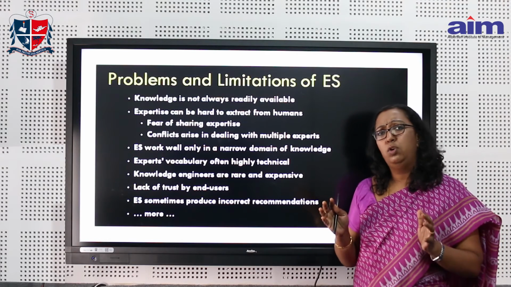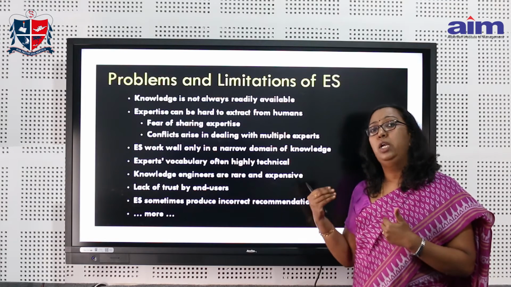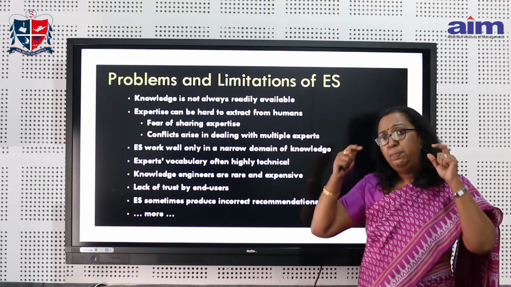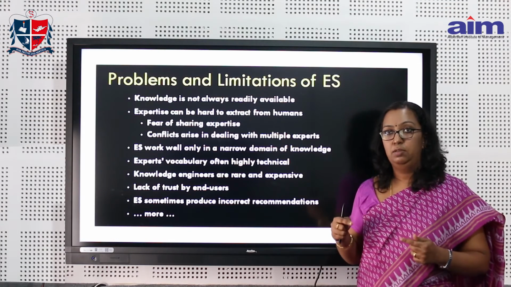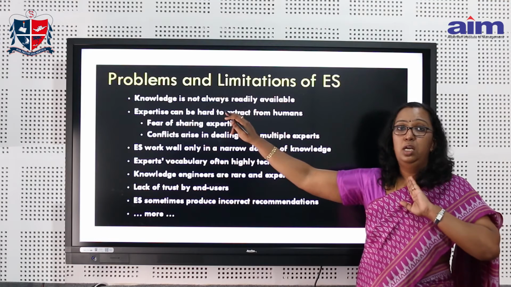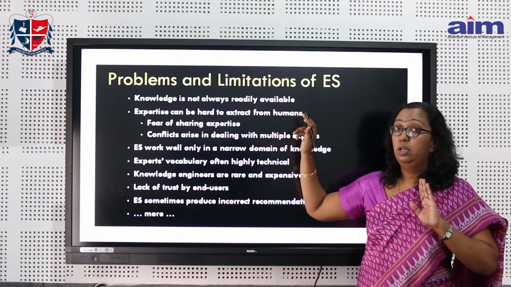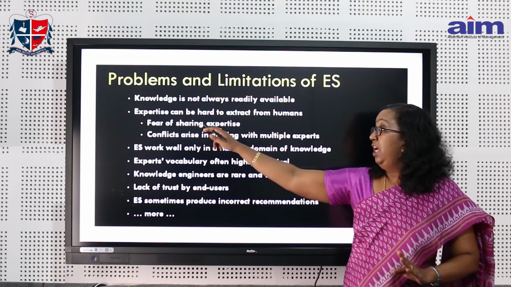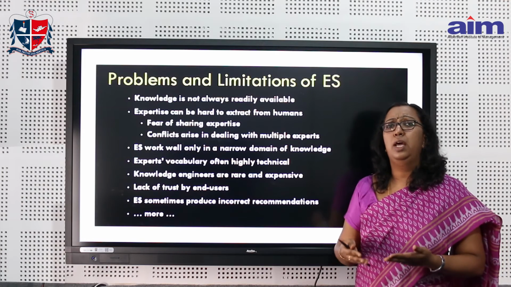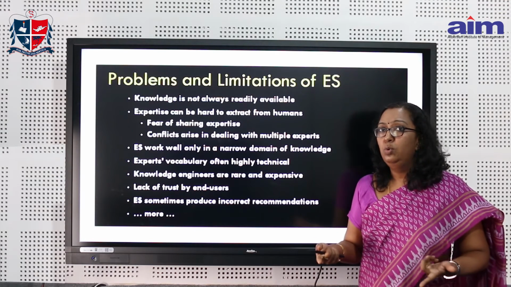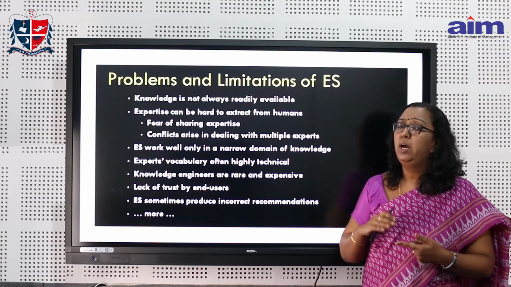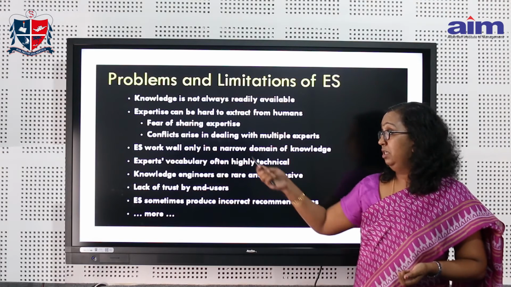Only a limited amount of knowledge can be captured and coded into the database. It is impossible for a knowledge engineer to completely capture the expertise of the expert. It is a very impossible task. So knowledge is not always readily available or it cannot be completely captured. Expertise can be hard to extract from humans. Some may be very reluctant to share their expertise because once you lose that USP, you cannot survive in the competitive world. So in such situations, some people will be very reluctant to share the expertise.